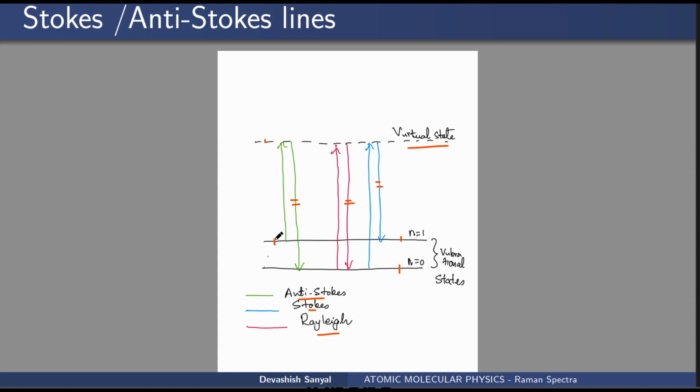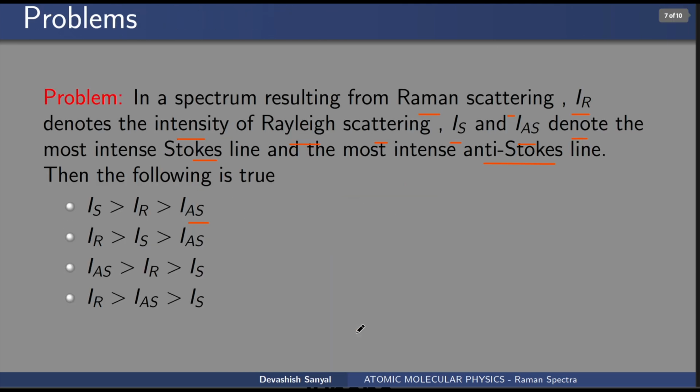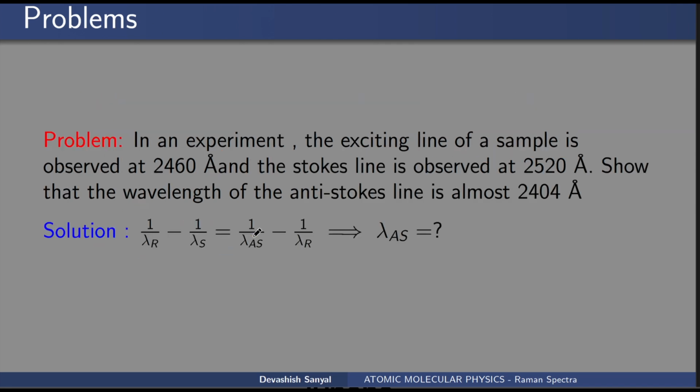So this will be less populated, and hence its intensity will be lower, and Rayleigh will always have the highest intensity. So the correct answer will be intensity of Rayleigh will be the greatest, then it will be greater than intensity of Stokes, and intensity of Stokes is greater than intensity of anti-Stokes. So this is the correct answer. So we go to the next problem.